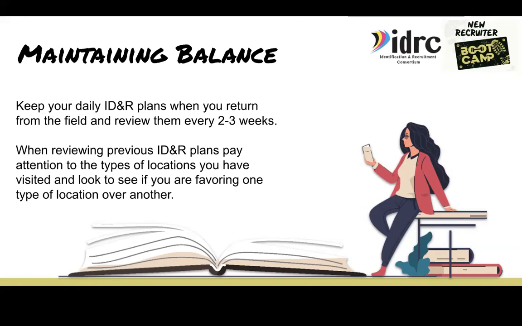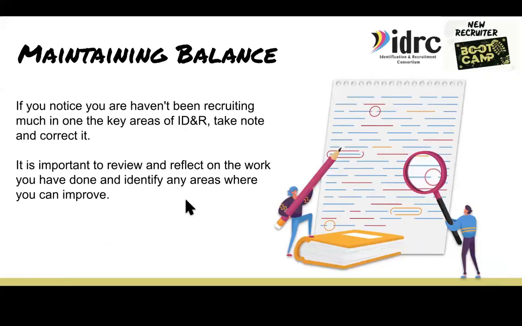So if you're going through your plans over the last 3 weeks, count, and you can maybe see, oh, I've only visited half as many school locations as I have community locations. So I should put more effort into recruiting on the school side of things. These are all different ways that you can use your plan to make sure that you're keeping balance. As I mentioned, if you notice you haven't been recruiting much in one of the key areas of IDNR, always take note and correct it.